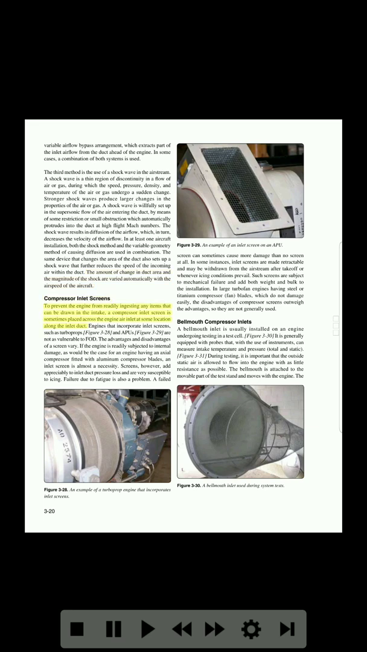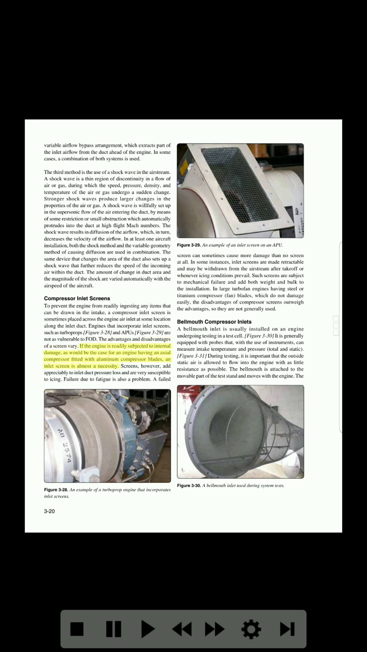Compressor inlet screens. To prevent the engine from readily ingesting any items that can be drawn in the intake, a compressor inlet screen is sometimes placed across the engine air inlet at some location along the inlet duct. Engines that incorporate inlet screens, such as turboprops, Figure 3-28, and APUs, Figure 3-29, are not as vulnerable to foreign object damage. The advantages and disadvantages of a screen vary.